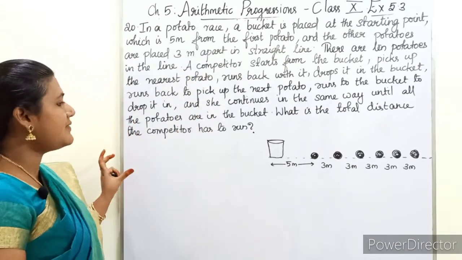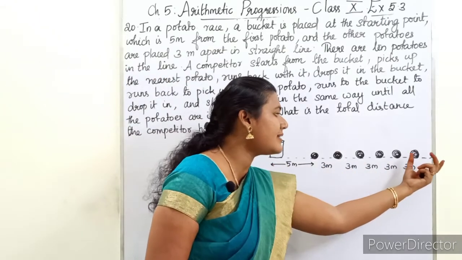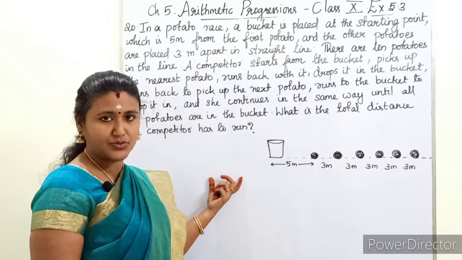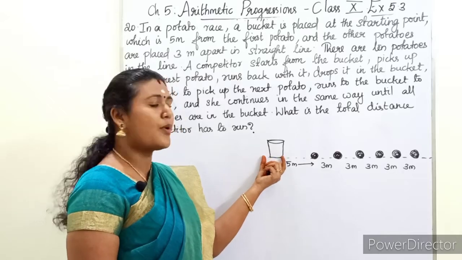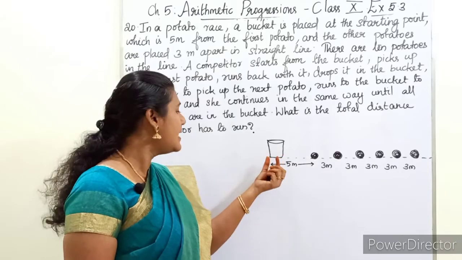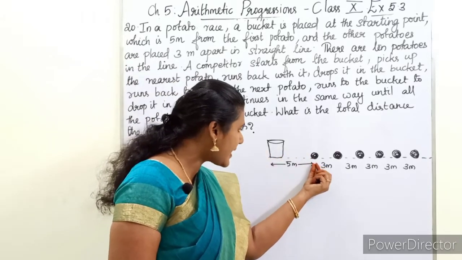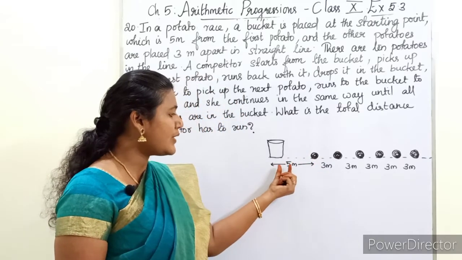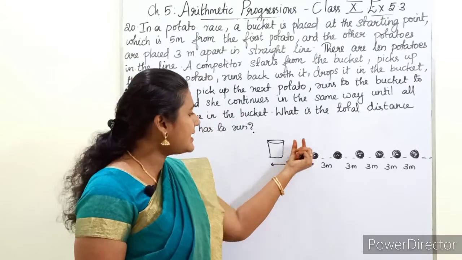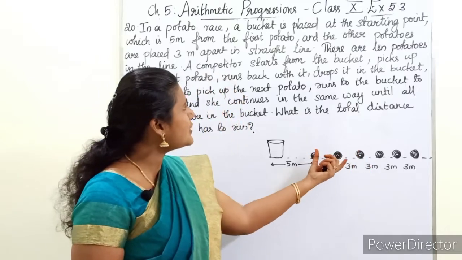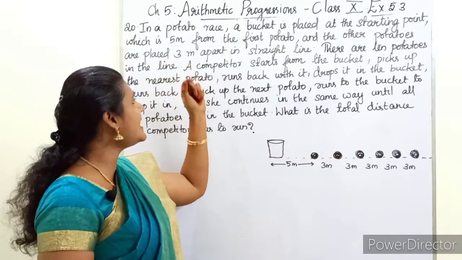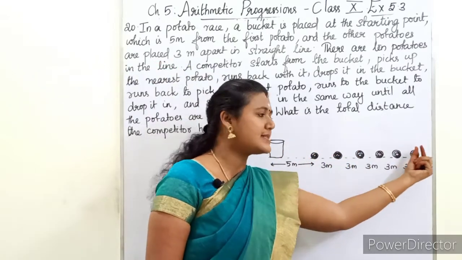So what is the question? We have a potato race, and here they have placed 10 potatoes, and at the starting point we have a bucket. The distance between the bucket and the first potato is 5 meters, and the other potatoes are at a distance of 3 meters, and all are placed in a straight line.